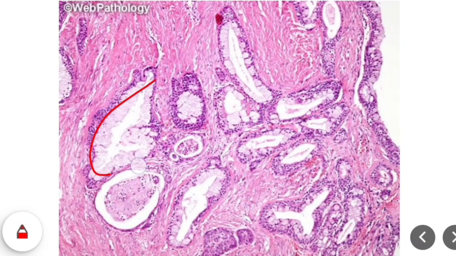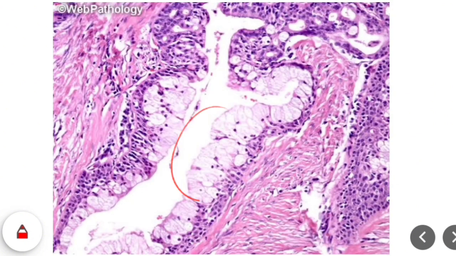Here you can see the cystic spaces contain mucin and are separated by fibrous stroma. The lining of the cystic spaces is by mucus-producing goblet cells and ductal cells.